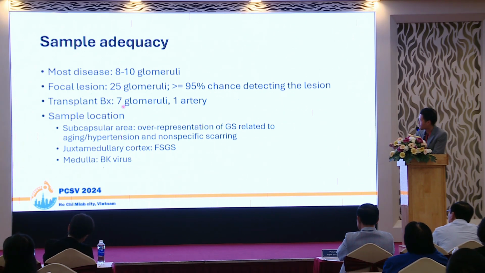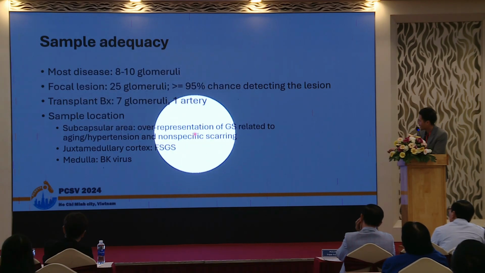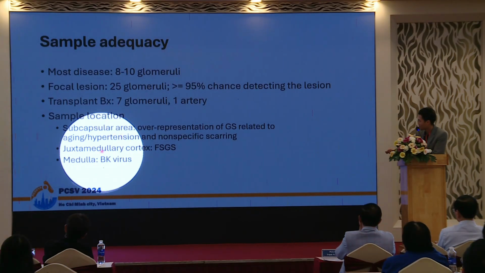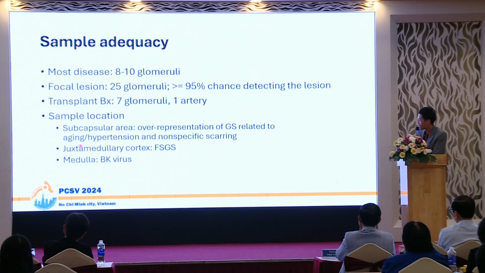Other than the number of glomeruli, the sample location is also important, because if the biopsy is only taken from the subcapsular area, the global glomerulosclerosis can be overrepresented because of non-specific scarring due to aging or hypertension. For FSGS, the juxtamedullary cortex needs to be evaluated, and for BK virus nephropathy, a medulla sample is also advised.